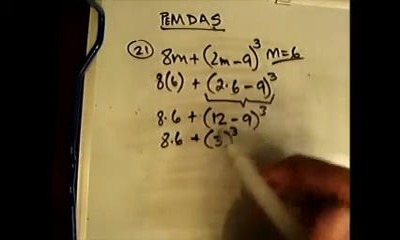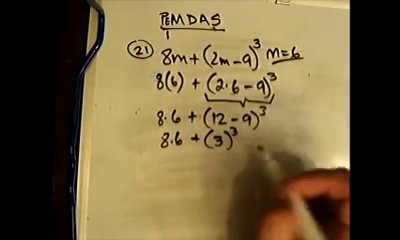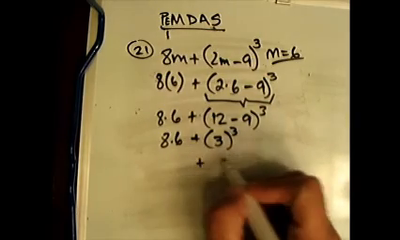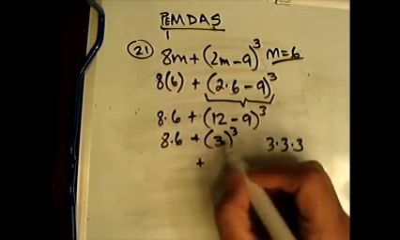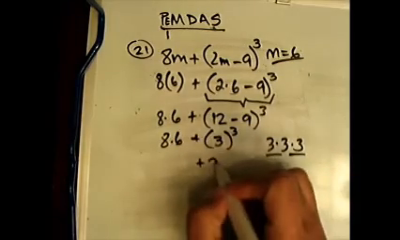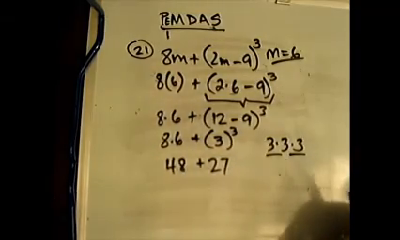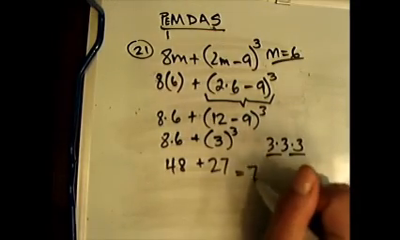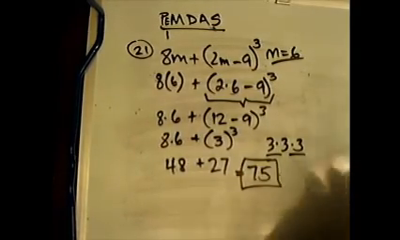So now, if you look back at your PEMDAS, we're done with everything in the parentheses. The next part is your exponent. So 3 to the third power is 3 times 3 is 9, times 3. Don't make the mistake of saying 3 times 3 is 9. 3 times 3 is 9, times 3 is 27. 8 times 6 is 48. So 48 plus 27, that gives you your answer, 75. Got it? Got it. Alright, that was number 21.